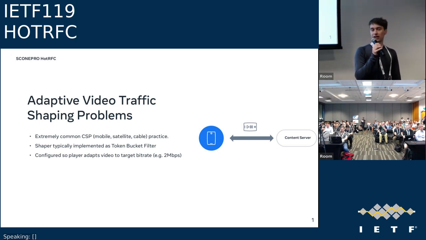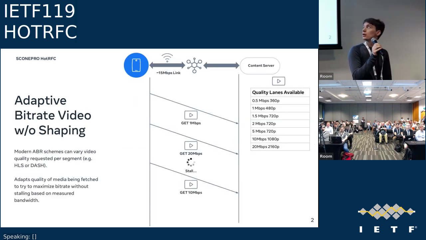Hi, everyone. I'm Matt Joris from Meta, and I'm here to talk about adaptive video on the internet today, how that intersects with traffic shaping, and how we might solve some of those problems with the IETF. So this is a really basic overview of how ABR video works today. So pretty much any video service that uses ABR, this is roughly how it works.